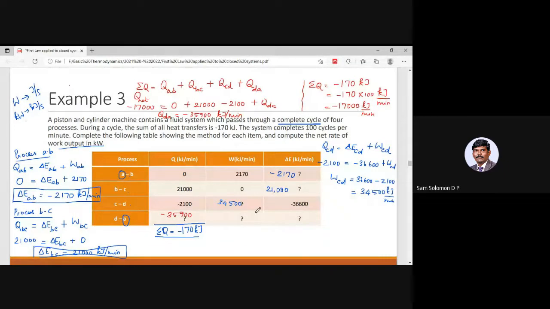Now I have given you the sample of finding out the value of this. Not able to comprehend how to solve it? Yes, sir. Okay, I'll give you a clue. What about the first law of thermodynamics applied to a cycle? How will you represent it? QDA equal to delta E DA plus W. No, no, no. For a cycle, I'm not talking about a process.